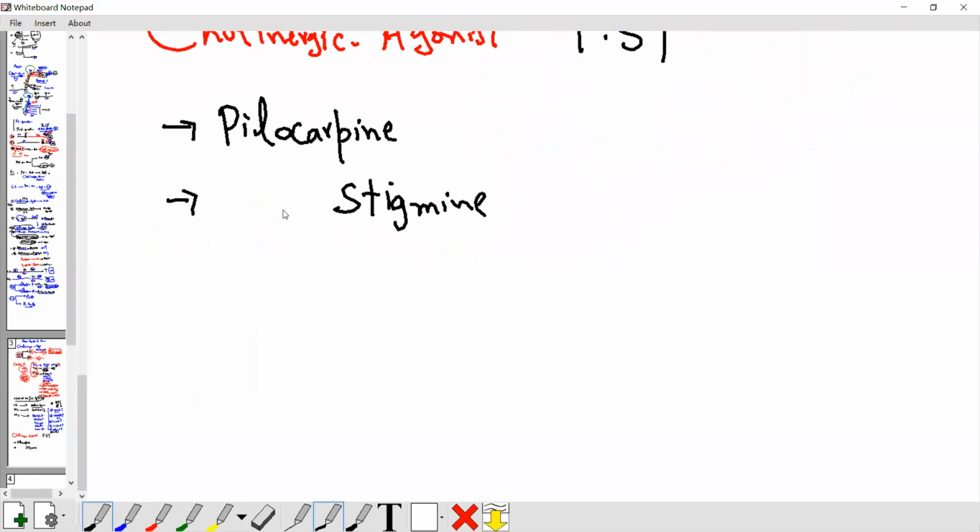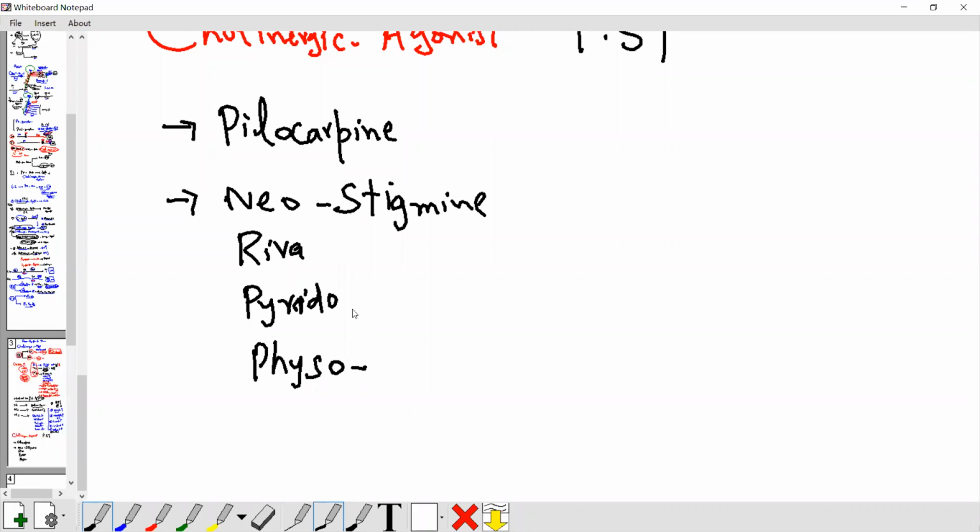In the stigmine family we have neostigmine, rivastigmine, pyridostigmine, physostigmine, same family. All these drugs increase the activity of the parasympathetic system. Understand? So these are some names here.